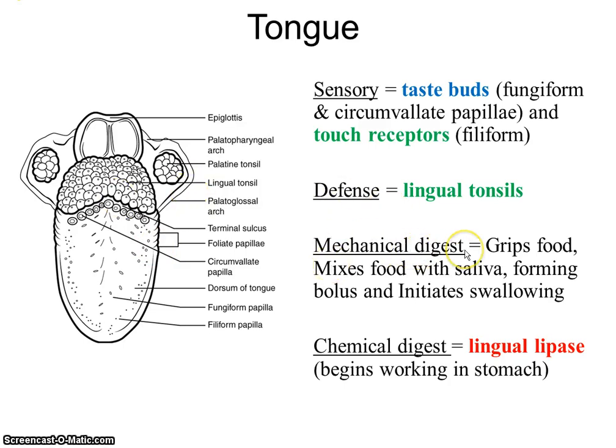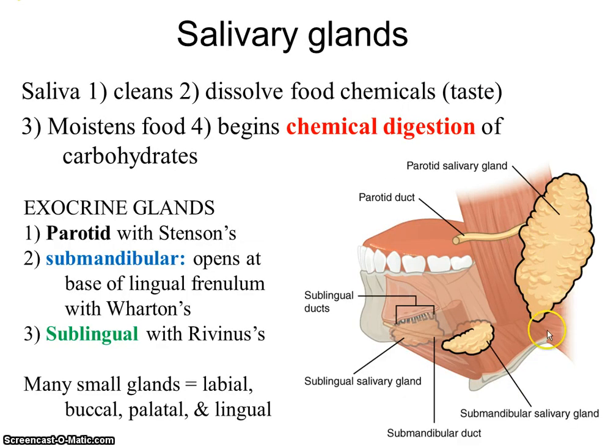The tongue assists with mechanical digestion, gripping food and mixing it with saliva, forming what we call the bolus, a semi-solid food mass. From the tongue, we initiate swallowing. For chemical digestion, there's a lingual lipase, but it doesn't work until we get into the stomach's environment.